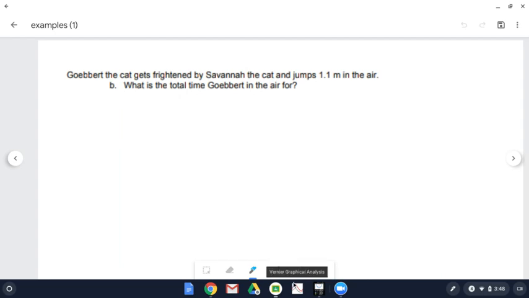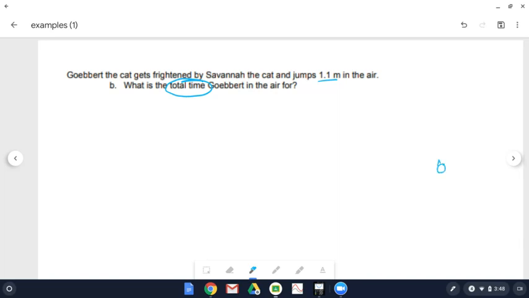All right, we're on part B of this example problem here. We have Gobert the cat, who's frightened by Savannah the cat and jumps 1.1 meters in the air. For part B, we're looking for the total time that Gobert is in the air, the total time. So again, let me go ahead and I'll draw us a little picture to see what's going on.